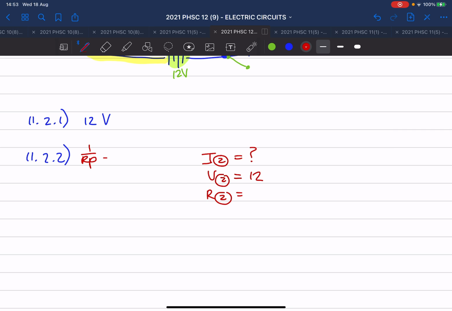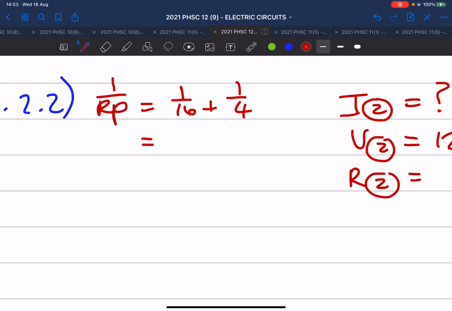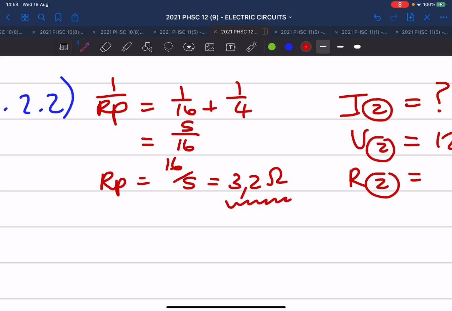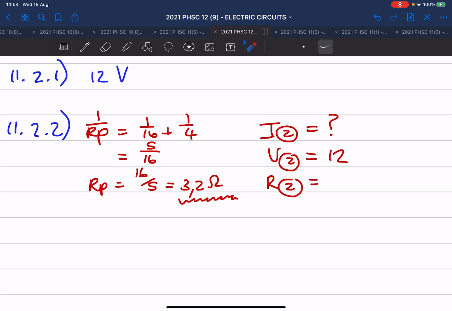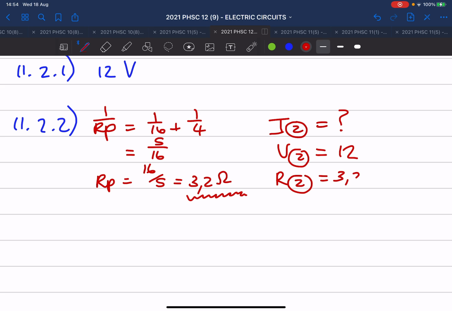1 over R parallel is 1 over 16 plus 1 over 4. That gives me 5 over 16. Then I must remember to swap them around. It's 16 over 5. And that gives me 3.2 ohms. Okay. How do I check to see if I'm correct? Is 3.2 smaller than 4? Yes, it is. Okay, so now I know that resistance is 3.2.